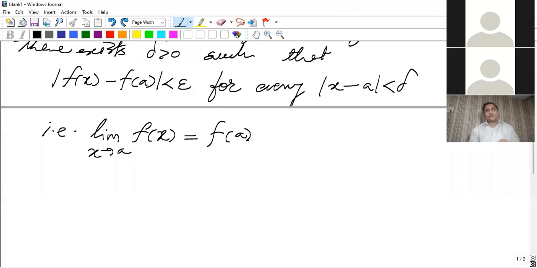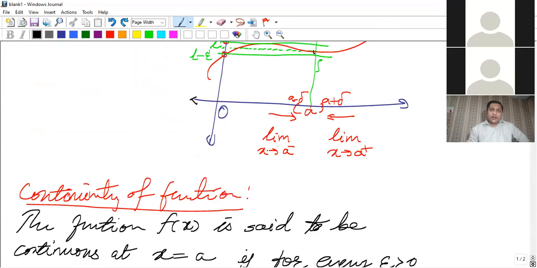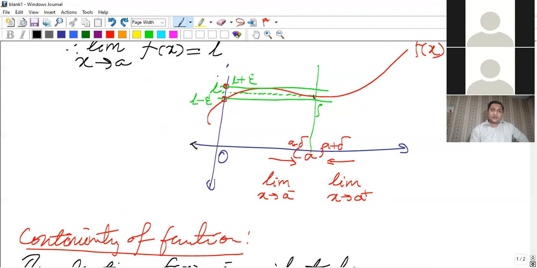When we say the limit exists, that means the left limit and the right limit both are finite, and they approach the function value of the function f of x at x is equal to a. Then we say the function is continuous at the point x is equal to a. So whatever this value L is going to be here, it becomes f of a.